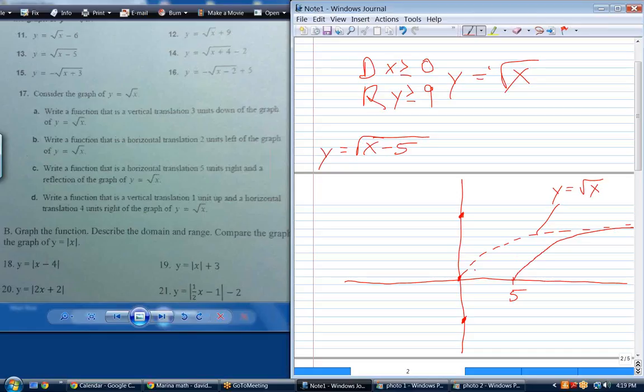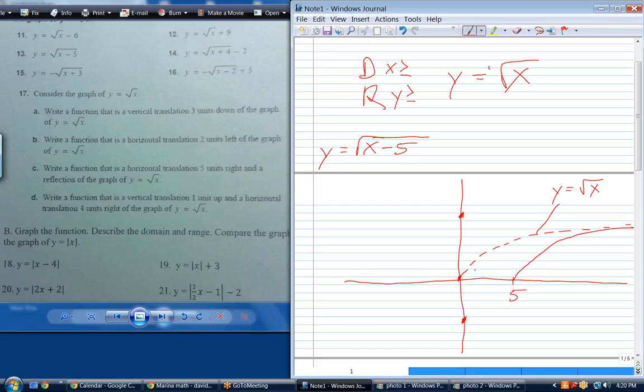What is its domain? X is greater than or equal to 0. To what? 0. No, look at it. In other words, I switched them. So the solid line is the function that we're dealing with in each problem. The dotted line is the parent function. So if you look at the solid line, that's y equals square root of x minus 5.